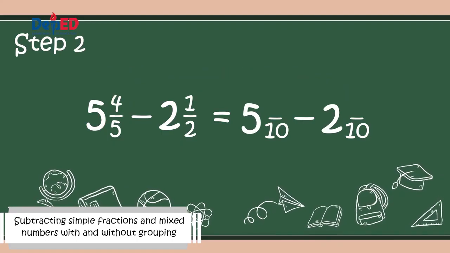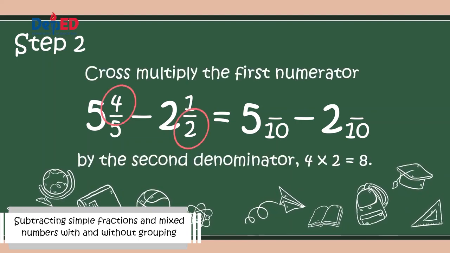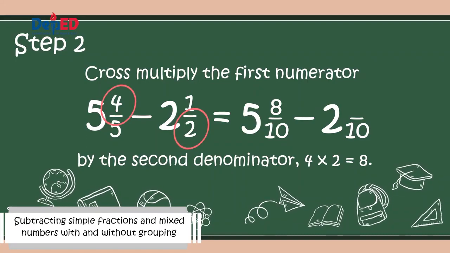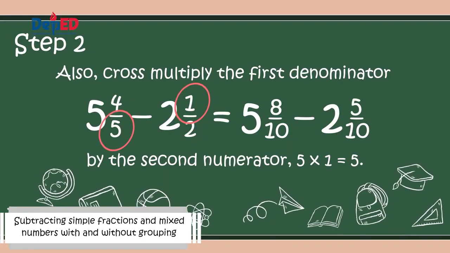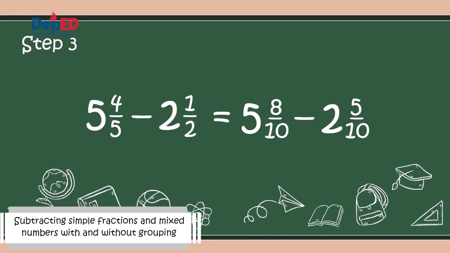Step 2. Cross-multiply the first numerator by the second denominator. 4 times 2 equals 8. Also, cross-multiply the first denominator by the second numerator. 5 times 1 equals 5.